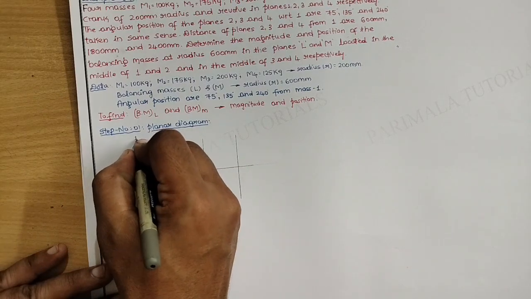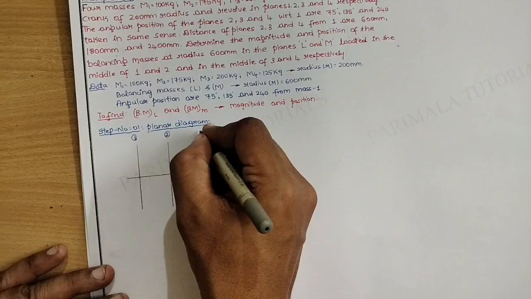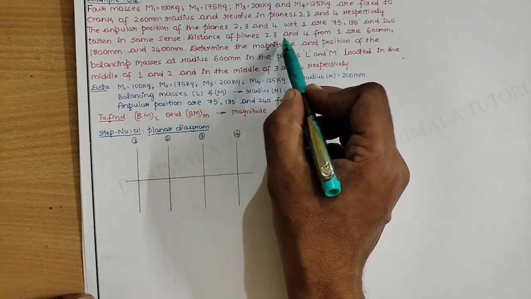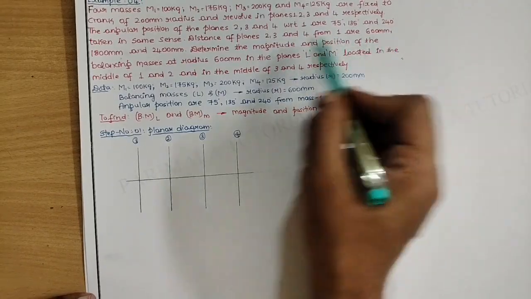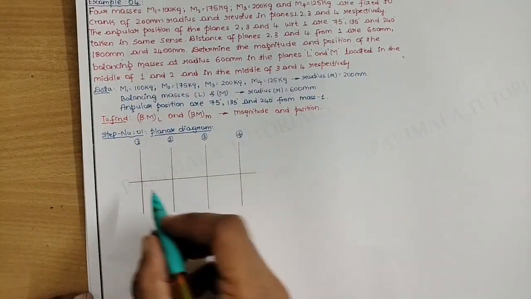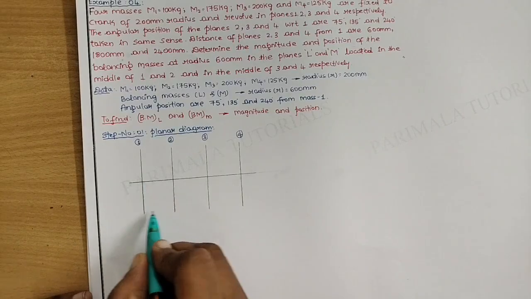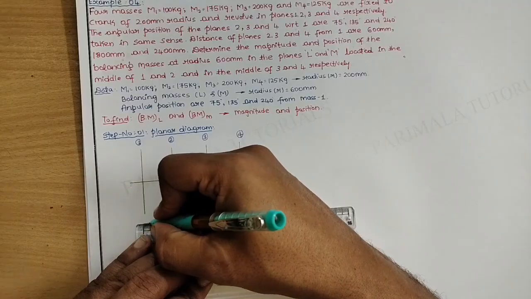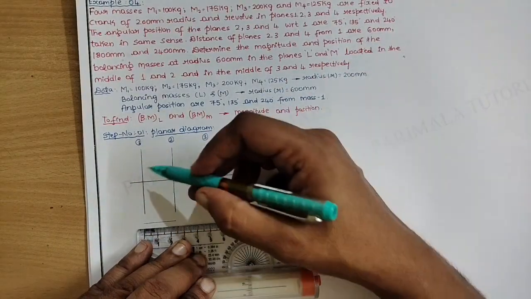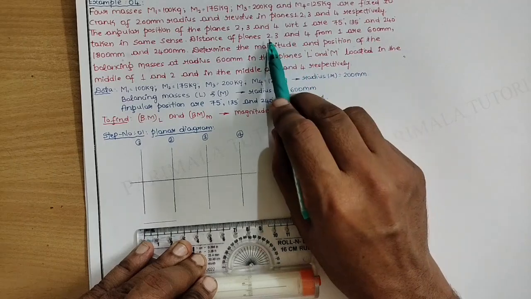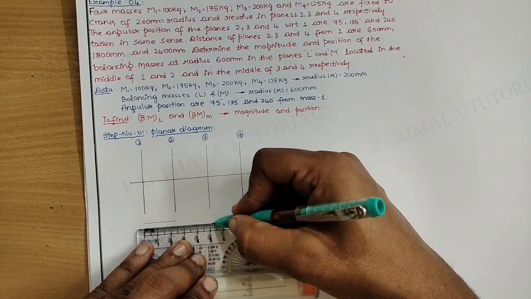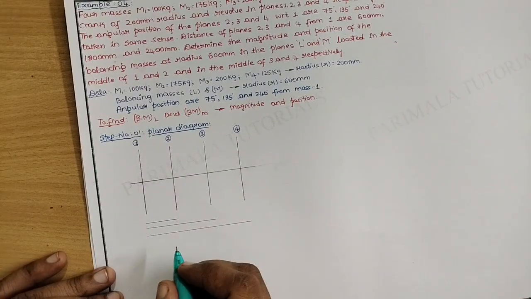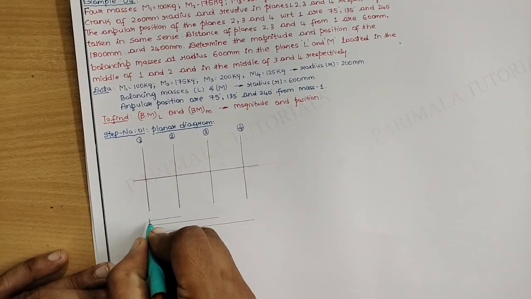I will call this plane 1. This is plane 2, 3 and 4. Clearly mentioned, the distances of planes 2, 3 and 4 from 1 are 600, 1800 and 2400. If this is plane 1, the distance between these two is clearly mentioned as 600 mm. Let us update these values. This value is 600 mm. Similarly, the distance between planes 1 and 3 is 1800 mm. The distance between 1 and 4 is 2400 mm. I will take a moment and update the values.